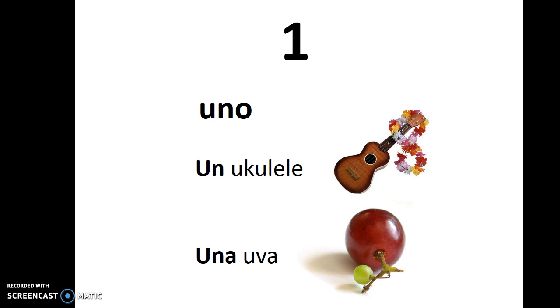una uva. Now, una is our one number that becomes feminine in its ending to match a feminine noun. Since the word grape is feminine, uva, we'll make it una uva. Same thing for, let's say, una niña or una mesa. One table, a table, it's the same word. Una.